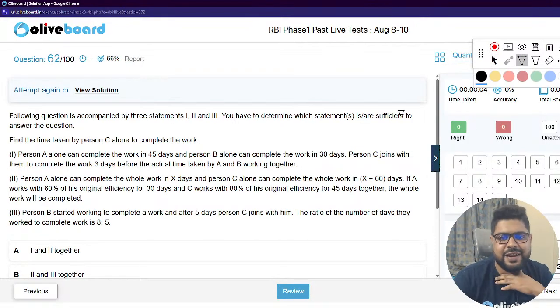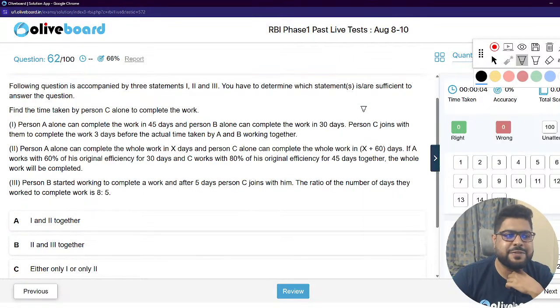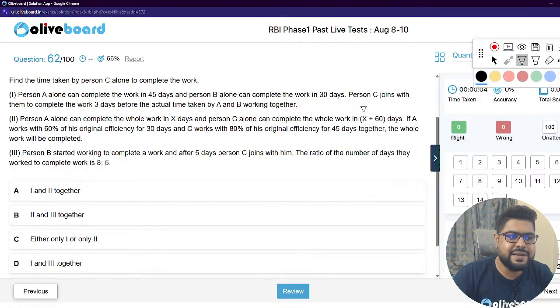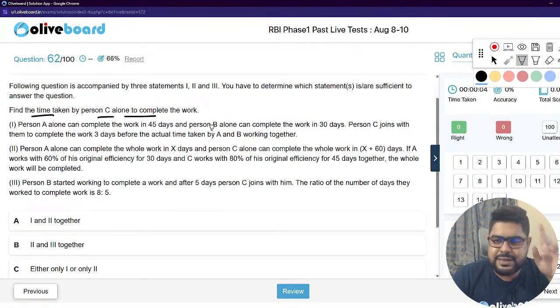Now again comes data sufficiency. If you ask me, I have always said these are the most simple questions. Find the time taken by C alone to complete the work. That's the question. C's time to complete the work. Right? Chalo, let's read.